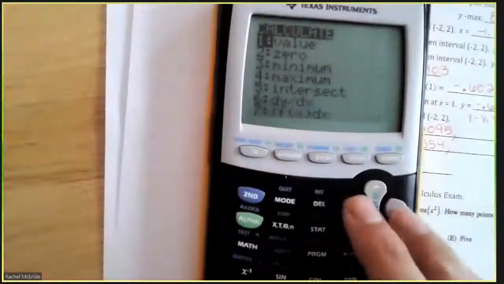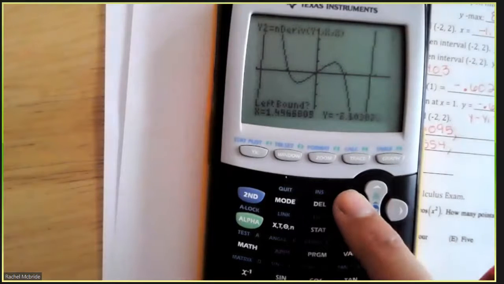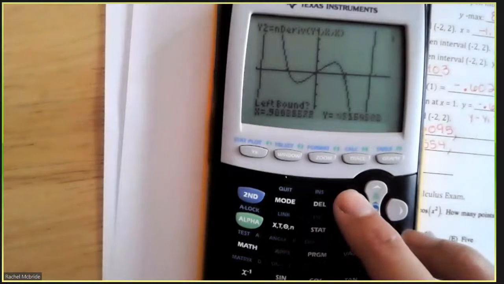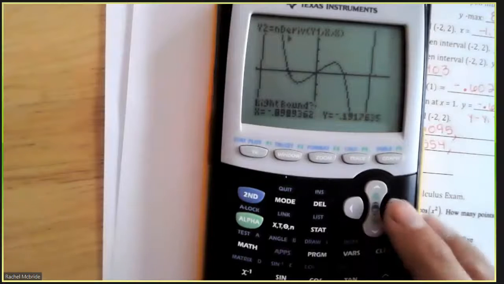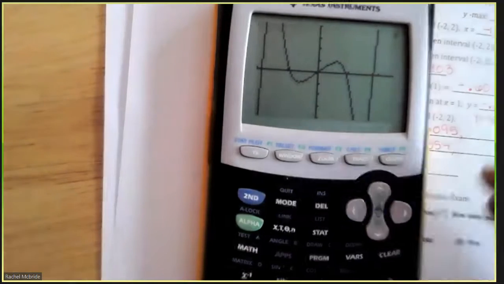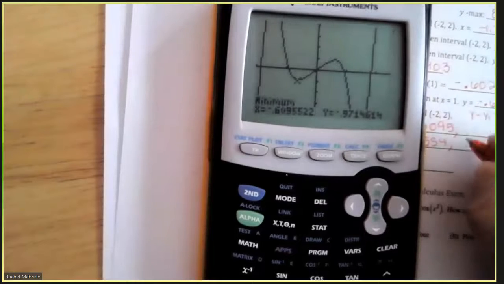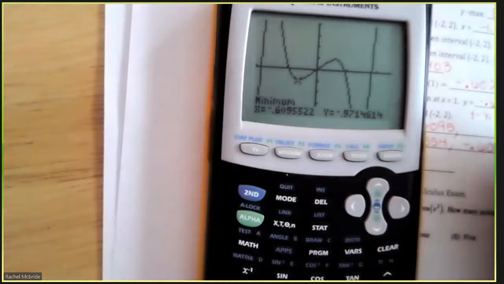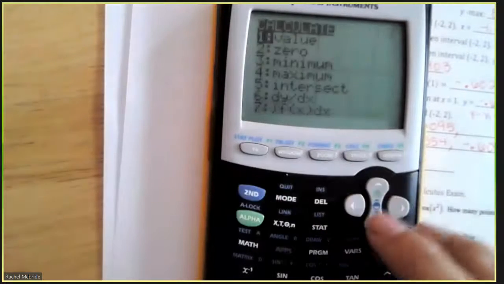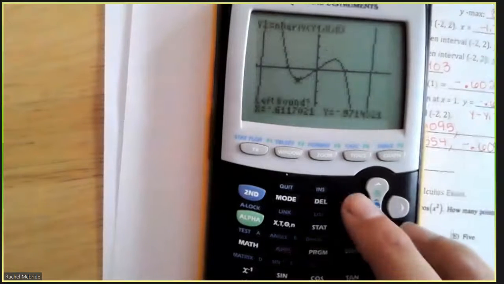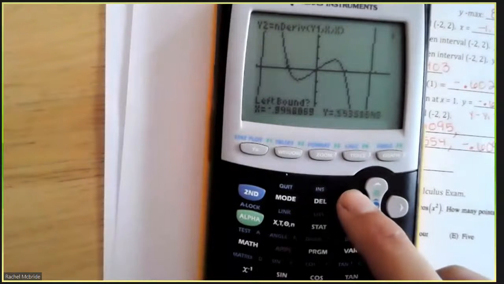And then we have another min over on the other side. So we're going to move our cursor all the way over. And that's what I was talking about earlier. The hardest part of the AP exam with calculator questions is actually manipulating the calculator. So we have another min at negative 0.6095. And I'm going to bet we have a max at positive 1.554. So let's just move over and find out.